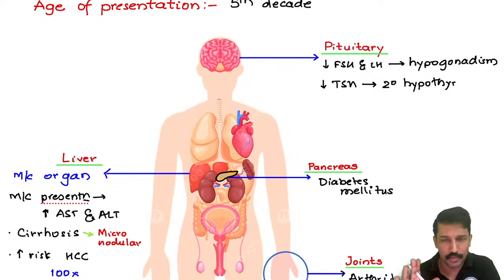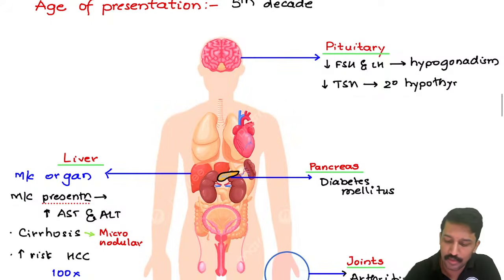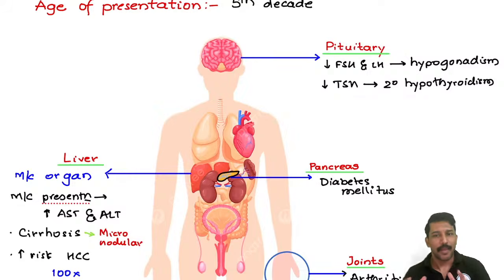Here, the thyroid gland is fine, but the pituitary is not sending the signal to stimulate the thyroid gland to release the hormone. So we'll call it secondary hypothyroidism. So these are the manifestations we are expecting.